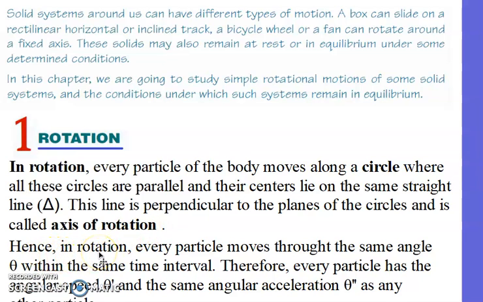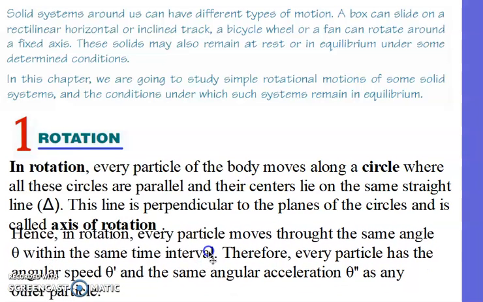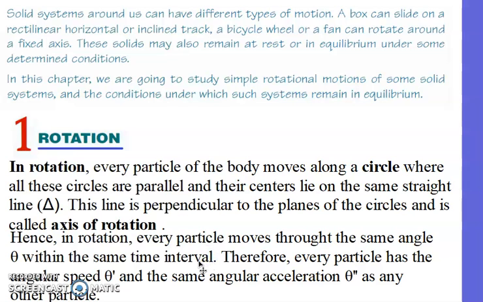Hence, in a rotation, every particle moves through the same angle, theta, within the same time interval. Therefore, every particle has the same angular speed, theta prime, and the same angular acceleration, theta double prime, as any other particle. Okay? Good. So in rotation, all particles have the same theta prime and theta double prime.